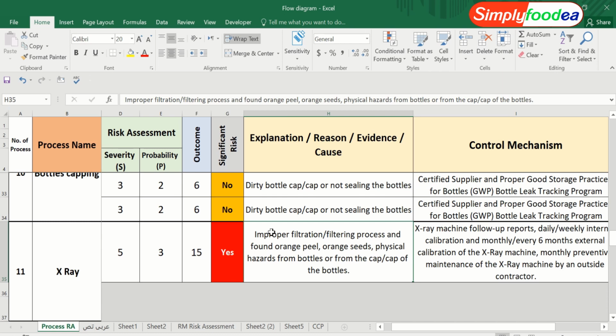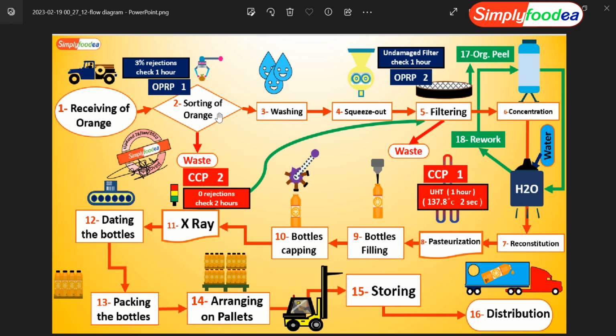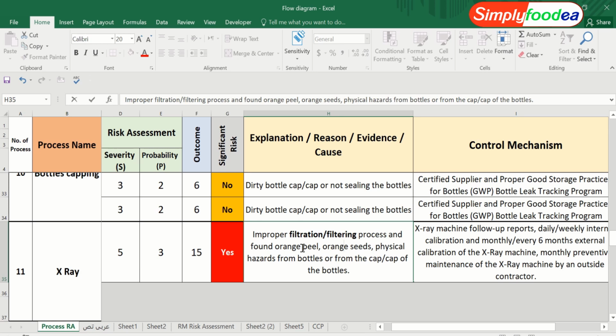The proper reason for the contamination in this process is improper filtration, the previous OPRP, because the sorting of orange and filtering are preventing or controlling the physical hazard. So the X-ray is the last step in our processes to control or detect the contaminated bottles with any physical hazard. Maybe this physical hazard, as I have mentioned before, is the orange peel, the orange seeds, the physical hazard from bottles or caps or whatever, the primary capsule contamination, not cap, it's cap capsule.